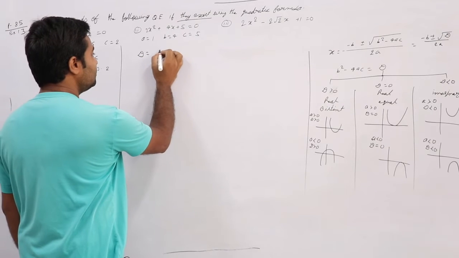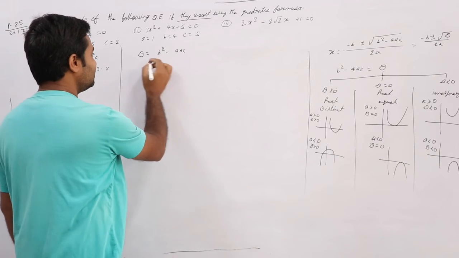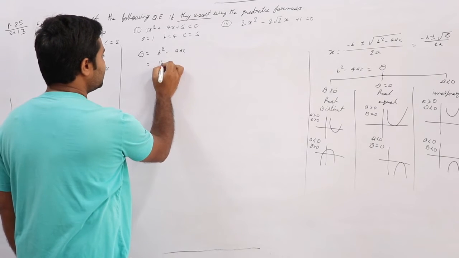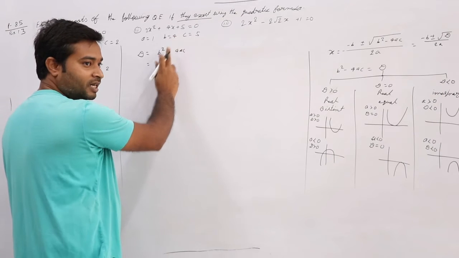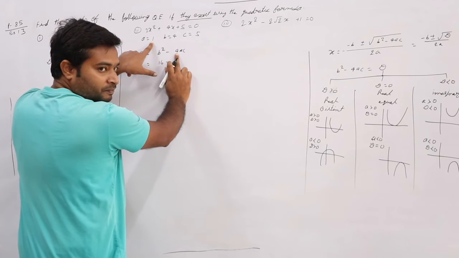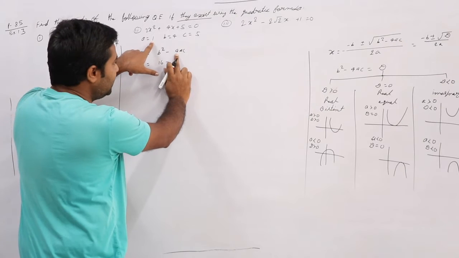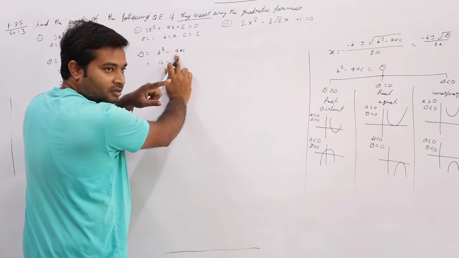Sir, D is equal to 4ac. No, it was b square minus 4ac. So b square is 16 minus 4 into 1, which is 4, into 5, 20. Getting or not?